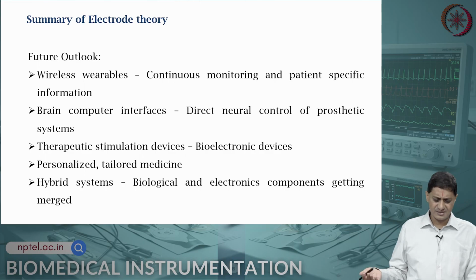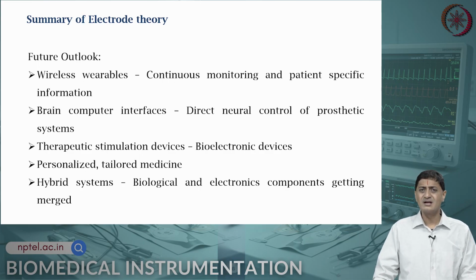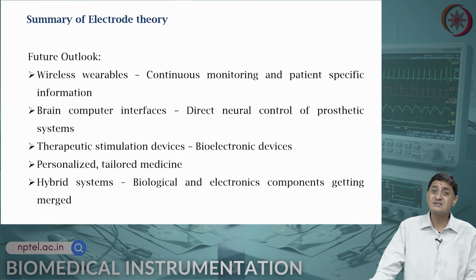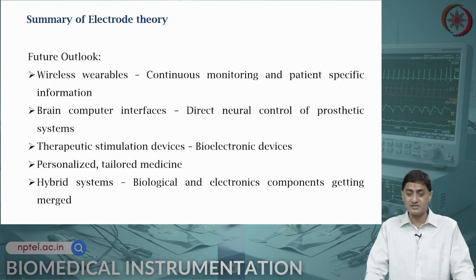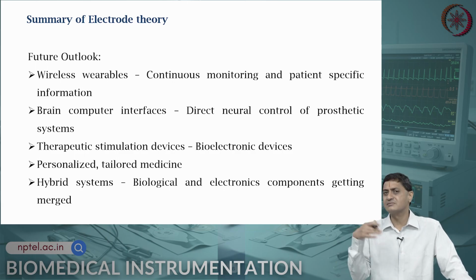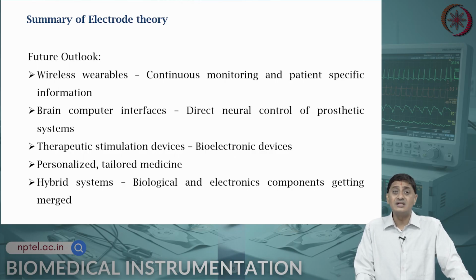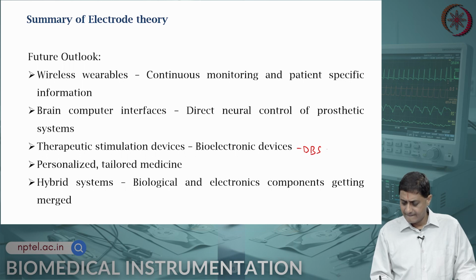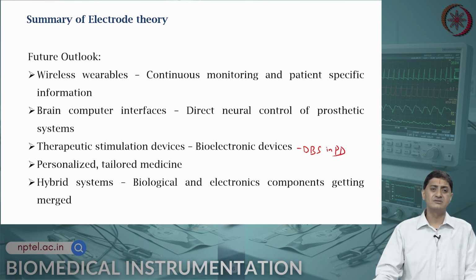So, what does the future look like? Essentially, wireless wearable sensors for continuous monitoring and patient specific information that you are going to record for a long time and get information that is specific to that patient, and brain computer interfaces that use, for example, multi arrays, many arrays, that direct neural control of, for example, prosthetic systems, maybe a prosthetic arm, or for example, a prosthetic speech system, etc. Or therapeutic stimulation devices, those that use stimulation, bioelectronic devices of the type, for example, deep brain stimulation in Parkinson's disease patients, for example.